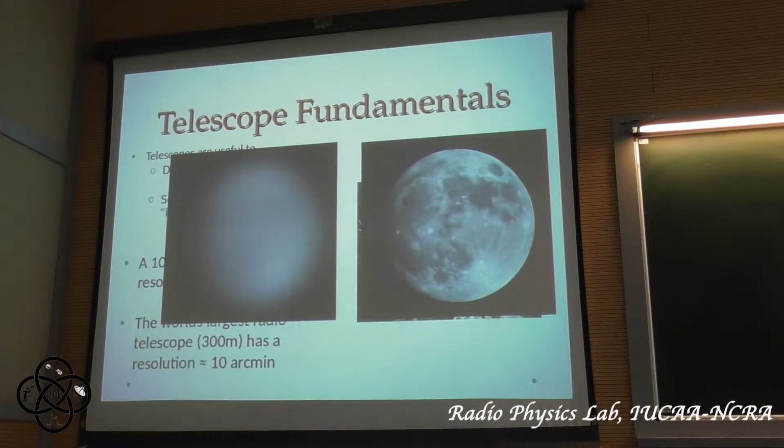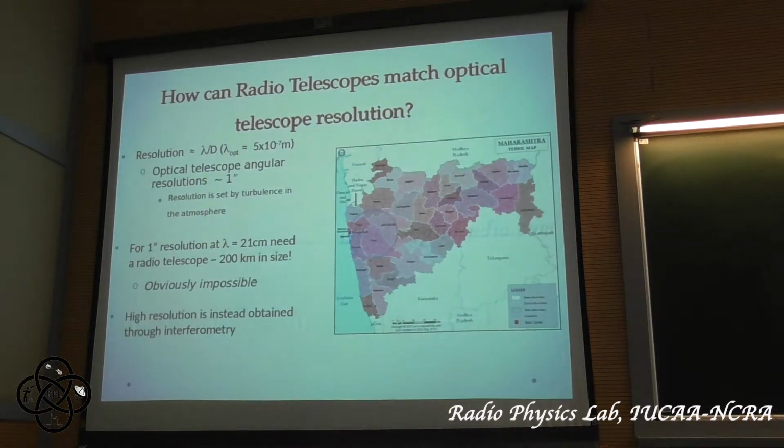So what you would ideally like would be to make a radio image which had the same resolution as this, right? Which had a resolution of 1 arcsecond. So let's see what you need to do that. Just to summarize, we have optical telescopes which have an angular resolution of about 1 arcsecond, which is set by the turbulence in the atmosphere. And if I plug in that lambda over D formula and ask the question, what kind of D do I need to get a radio telescope with 1 arcsecond resolution? You need a radio telescope which is 200 kilometers in size.